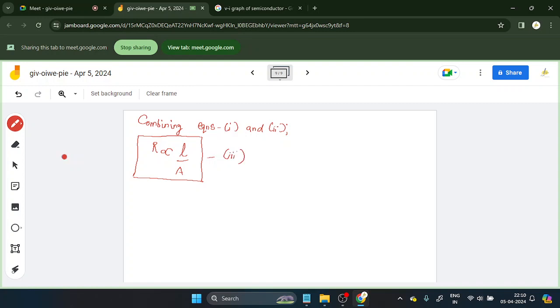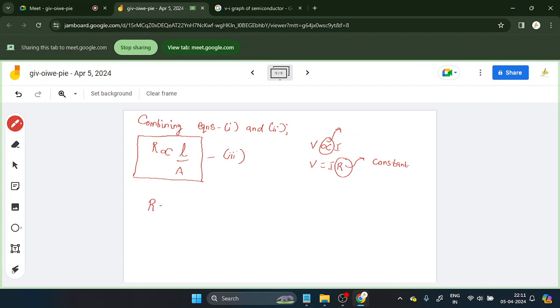Now when I remove the sign of proportionality, what will come? There will be a constant which will come, just like in the case of resistance, when V was directly proportional to I, we removed the sign and the constant that came was called the resistance. Whenever we remove the sign of proportionality, a constant comes out.